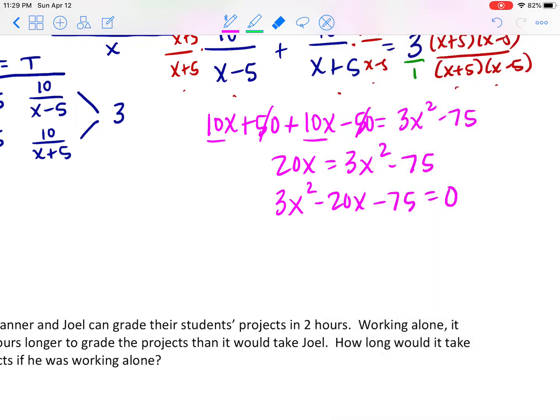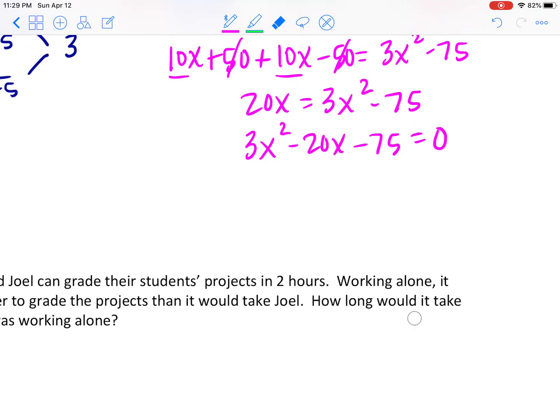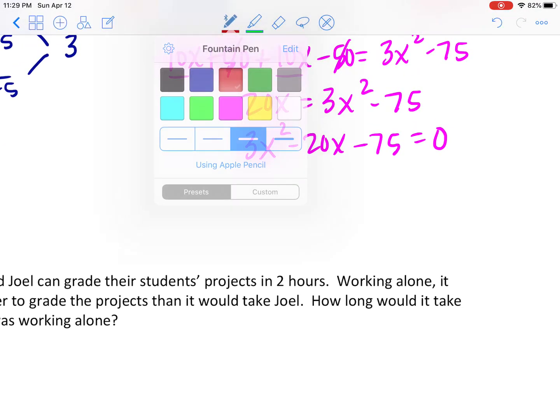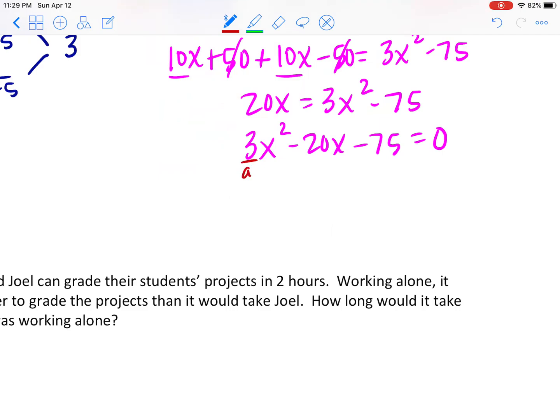So not factorable, which means we have options. I think complete the square would not be a good option here because I'd have to divide everything by 3, and that would put a fraction in the middle. Can't use a square root method because 20x is in there, which means this has to be solved using the quadratic formula. Woohoo! I know you're thinking that right now. So we're going to plug in 3 for A, negative 20 for B, and negative 75 for C.